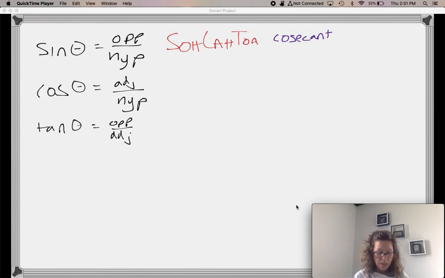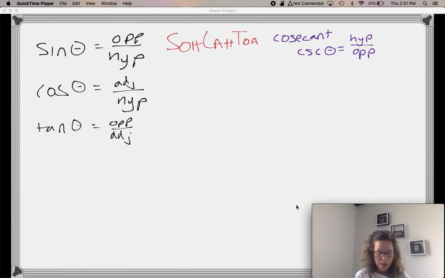And its abbreviation, we can't do COS because that's already cosine. So cosecant is abbreviated CSC. And that's the reciprocal of sine. So it takes sine and flips it upside down. So it's hypotenuse over opposite.